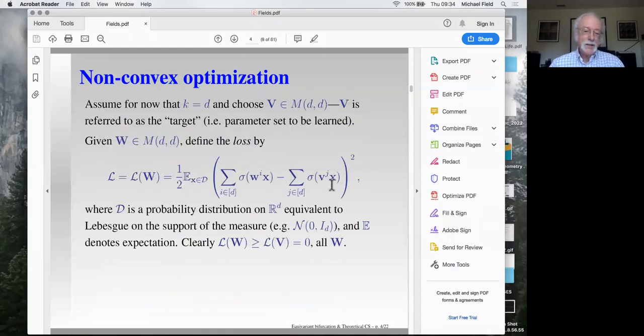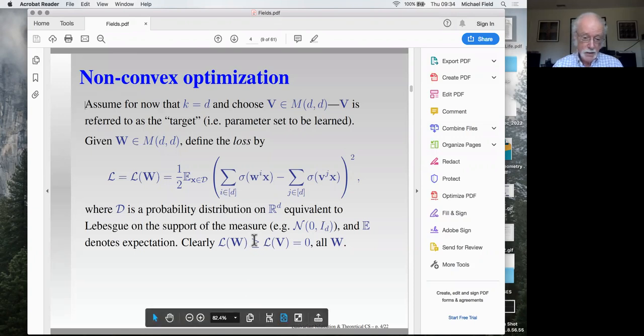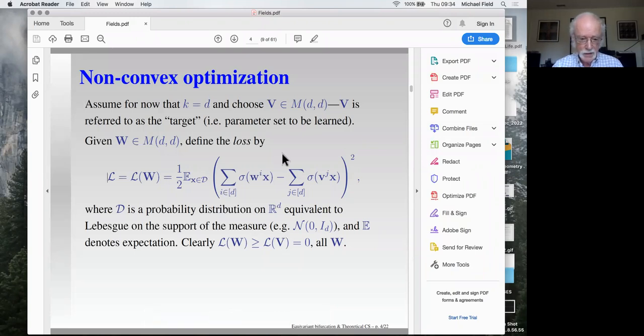Okay, and then I define the loss here in the standard way as an expectation over some probability distribution on the input space. And you can see the terms in there, they involve the activation. One is of the parameters evaluated at X, that's this lot here, and this is the target matrix evaluated at X, right? And clearly this vanishes if W equals V, because the two sums are the same there, right? And also we have L of W is bigger than or equal to zero. So this is giving you the global minimum, obviously W equals V.